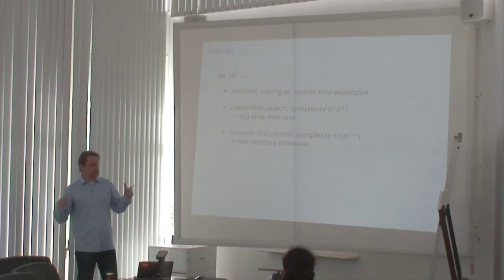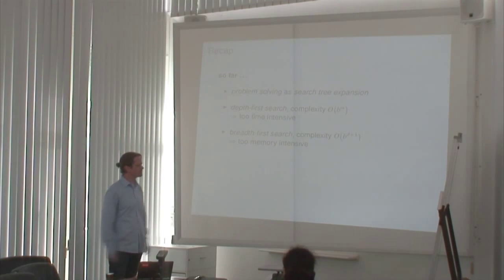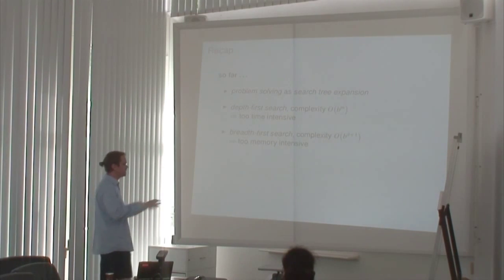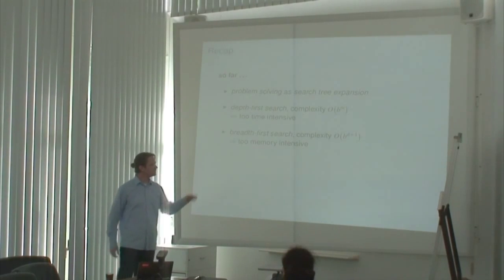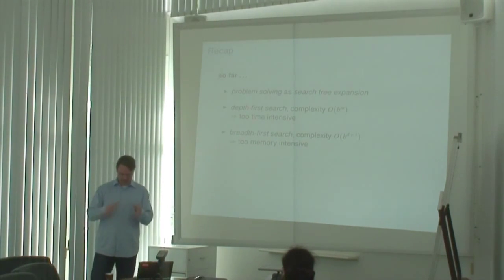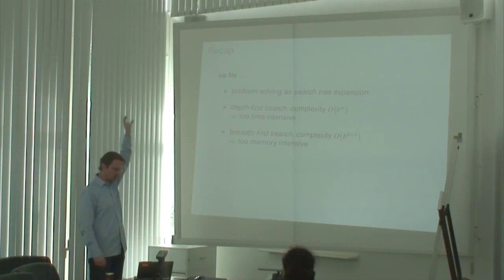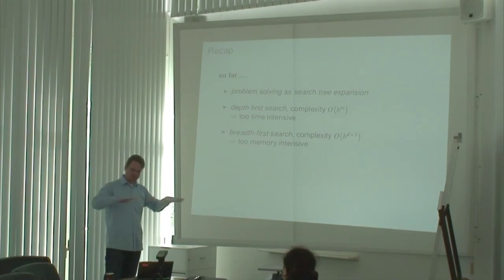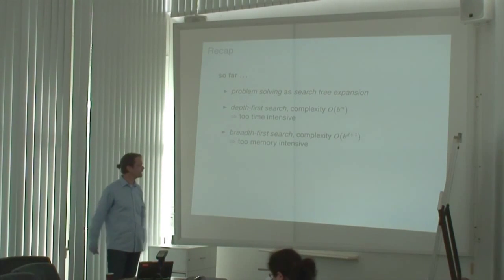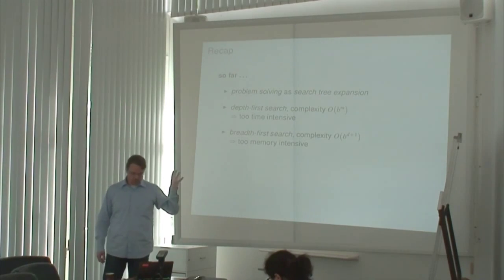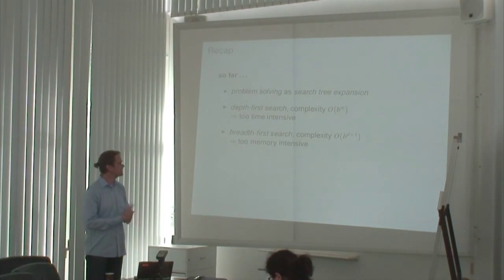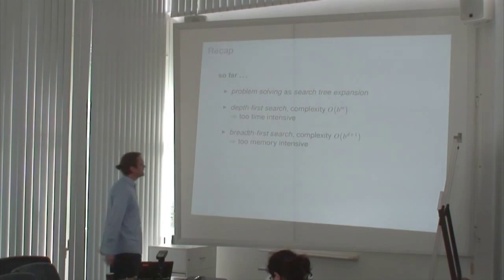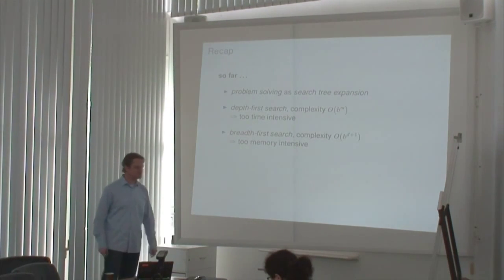We also studied the idea of breadth-first expansion of a search tree. Here we found that we can express the worst-case complexity in terms of big O of b, again the average branching factor, raised to the power of d plus 1, where d is the shallowest level on the search tree where we can find a solution. This does not grow quite as quickly as b raised to the power of m, because d is typically much less than m. But still, this idea also suffers from drawbacks.